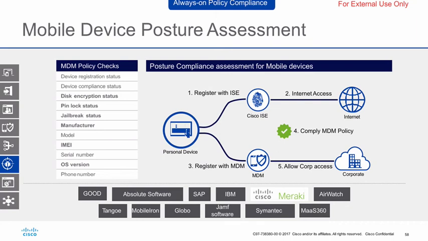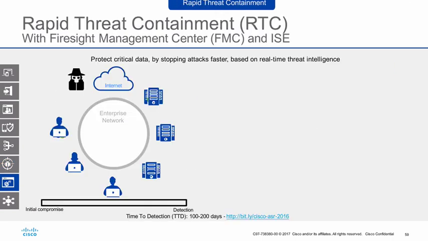So if we're integrated with an MDM, the flow looks like this. We have the device register with ISE, and we can give them internet access. Now, if my policy requires it, I can force that device to register with the MDM, and then at that point get compliance information from it. Those compliance checks can cover whether or not they're just registered, what's the encryption status of the disk, does it have a PIN lock, is it jailbroken, etc. And if it meets my MDM compliance security policy, I can then allow it access to the corporate network. So that's how the flow works with mobile device posture.